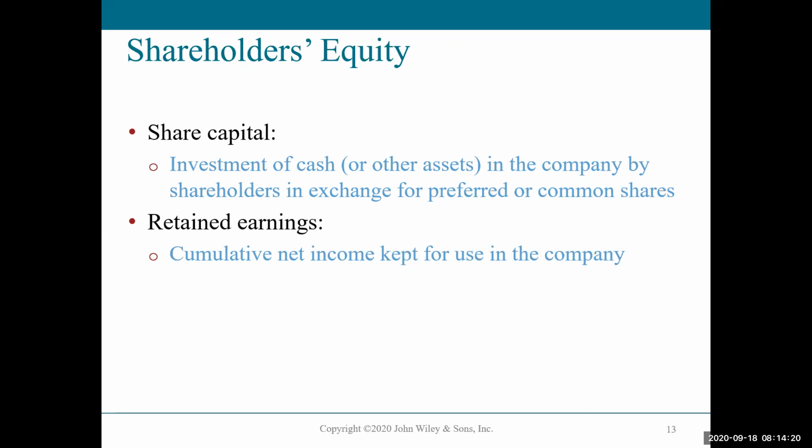Share capital is the money that is invested by the shareholders. So this is the investment of the cash or the other assets in the company by shareholders. In exchange, they get the preferred shares or the common shares. Retained earnings, on the other end, is the cumulative net income that the business has retained from the first day of its operations. Something that is still in the business, it hasn't been dispersed out.